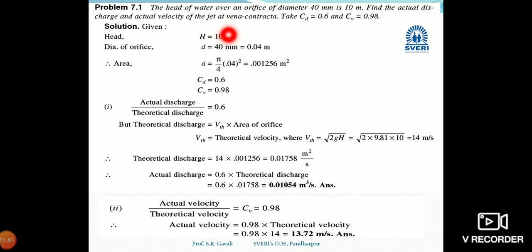The head of water over an orifice of diameter 40 mm is 10 meter. So capital H is given as 10 meter. It is not centimeter, it is a printing mistake. It is 10 meter. And diameter of orifice is 40 mm, which means 0.04 meter. Find the actual discharge and actual velocity of jet at vena contracta. CD is equal to 0.6 and CV is equal to 0.98.